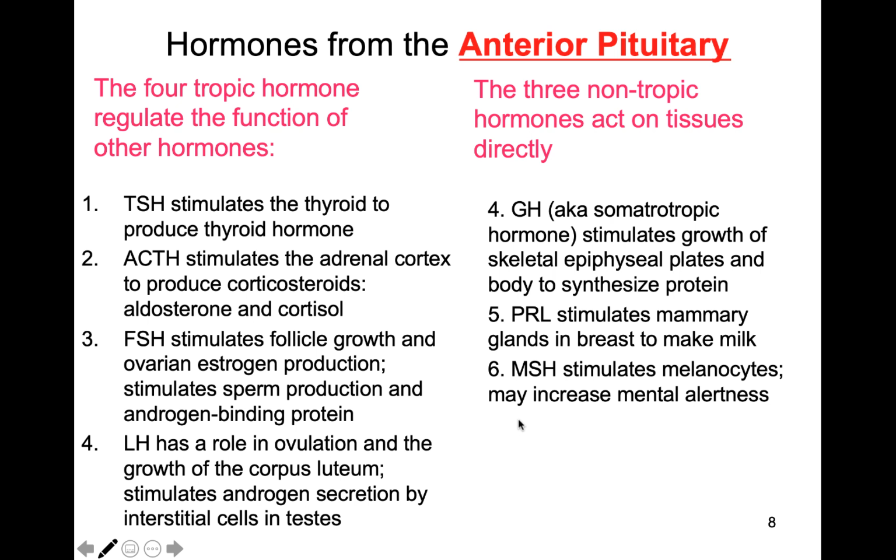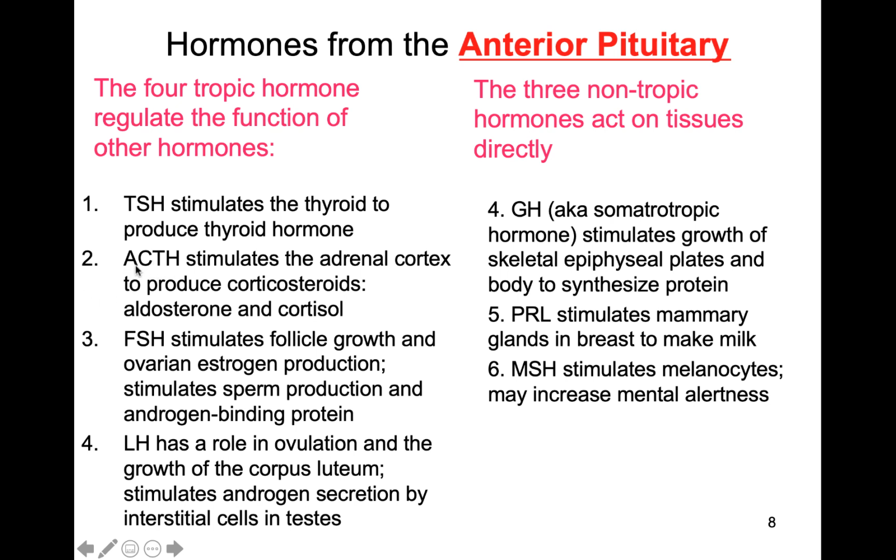So this is the slide that tells you all the abbreviations and the functions of the hormones. I'm not going to go over every single one of these because you can just read them off the slide directly. But you've got the 4 tropic hormones here and the 3 non-tropic hormones here. This whole slide is for the anterior pituitary. So I'll go over maybe one of them.